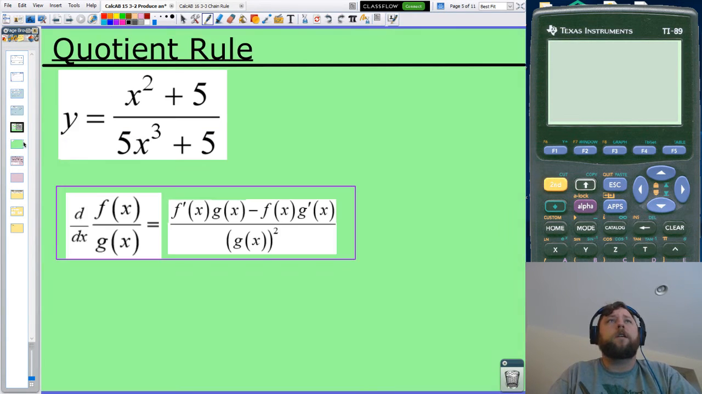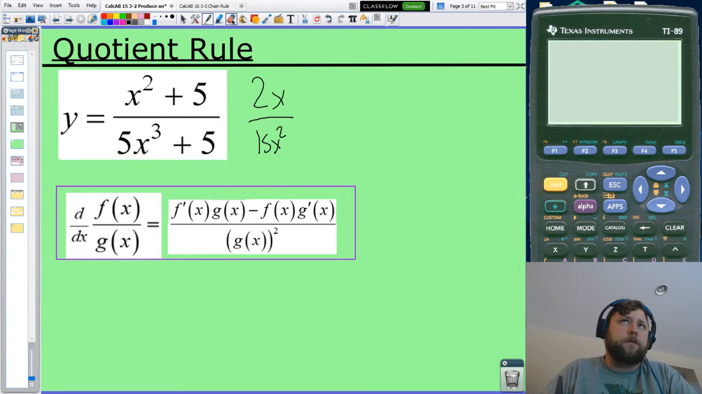Free country. Quotient rule. So what about this thing? If I asked you to derive it, you might say, oh, like L'Hopital's rule that we learned, so 2x over 15x squared. Well, this isn't L'Hopital's rule. You can't just derive the top and bottom. That only works for L'Hopital's rule. That's not actually the derivative of this thing. You're just deriving the top and bottom separately. So this does not work.